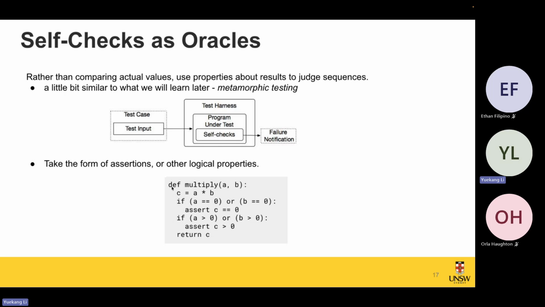If, let's say, we implemented this function wrongly as a plus b, then these checks may not help us to capture the bug here, right? Because they are not accurate. They don't check the actual value of C. So we are actually sacrificing accuracy for completeness here. So this is self-check as oracles.